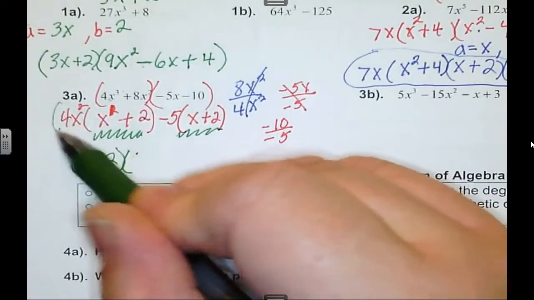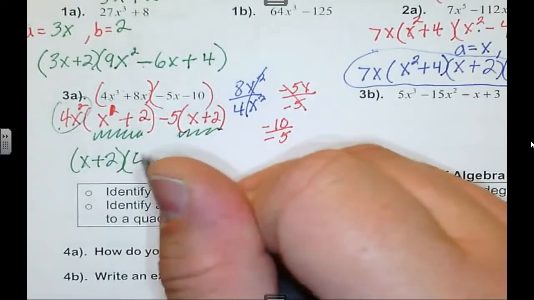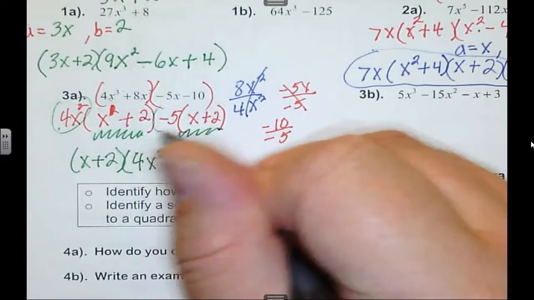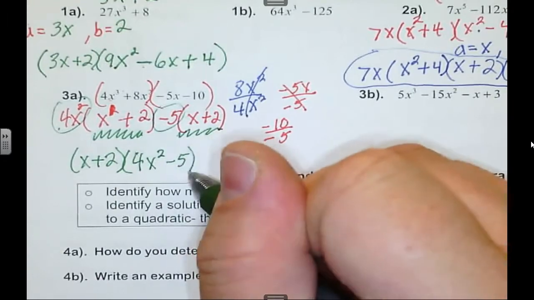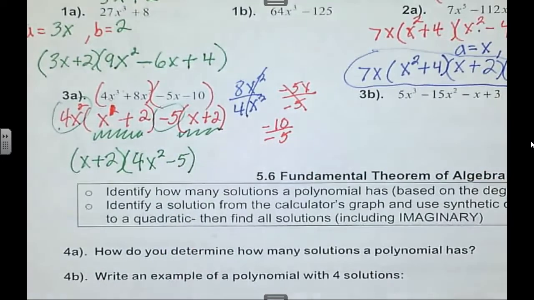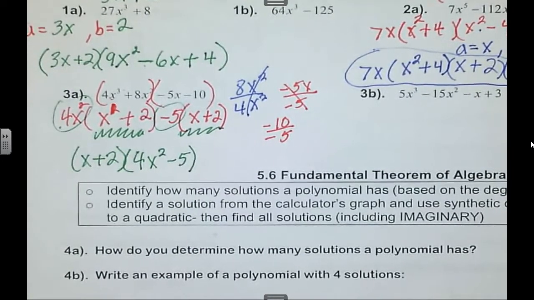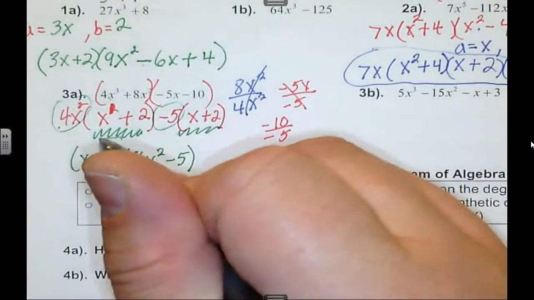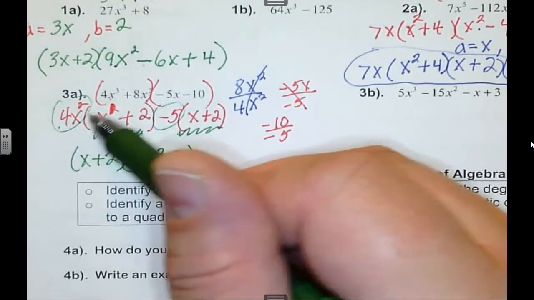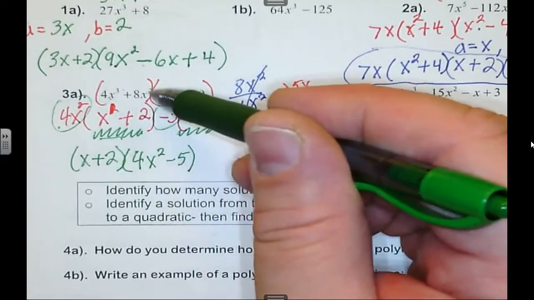And what do I have left over? My 4x squared and the minus 5. Now be careful. Make sure you can't factor that any further. You can't. That's my common factor between in this group.